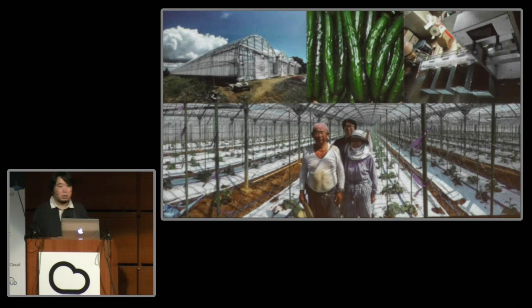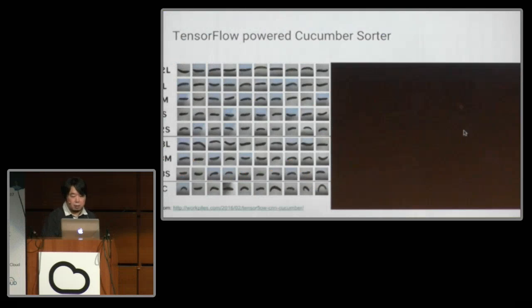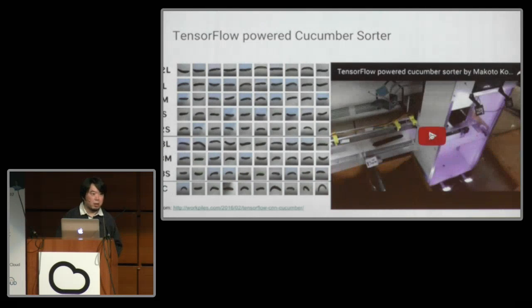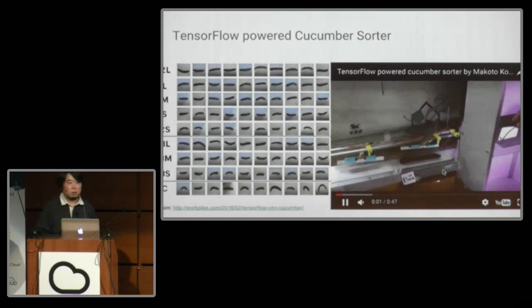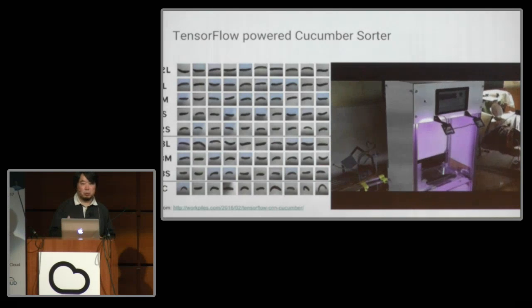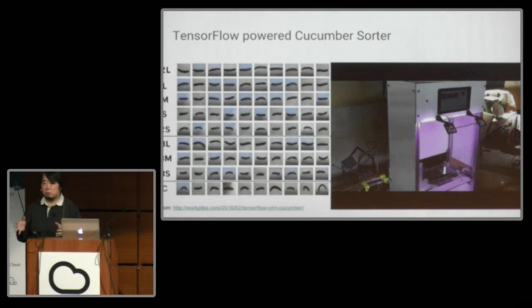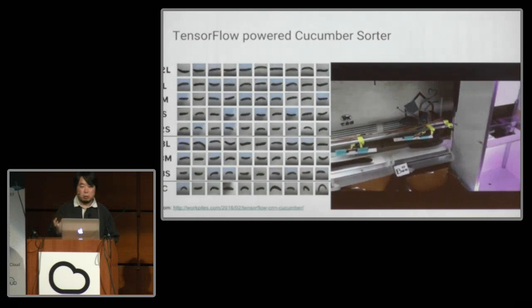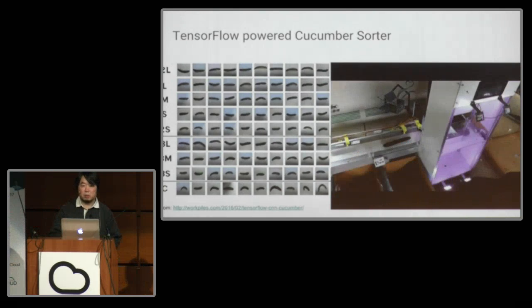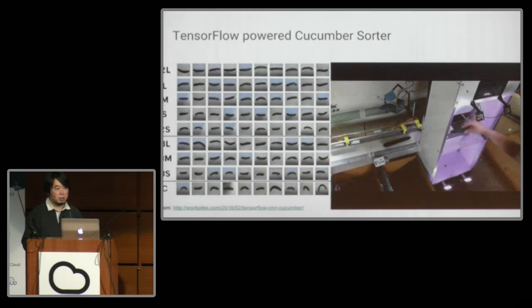And he didn't want to inherit that tedious task. So what he did was download TensorFlow and build his own cucumber sorter. He spent about $1,500, using a Raspberry Pi and Arduino, and made his own robotic sorter. The Raspberry Pi running TensorFlow takes a picture of each cucumber and classifies it into 9 different classes.